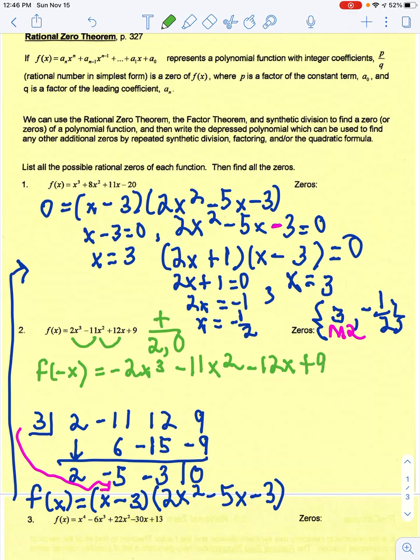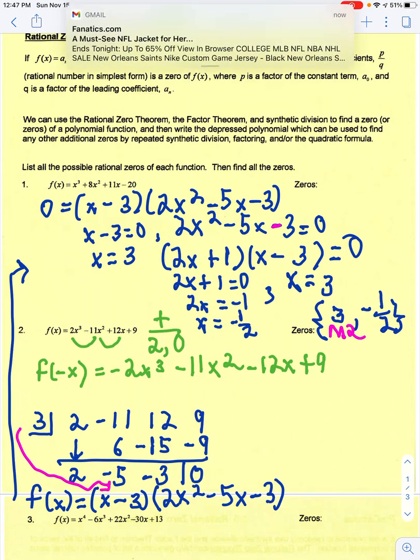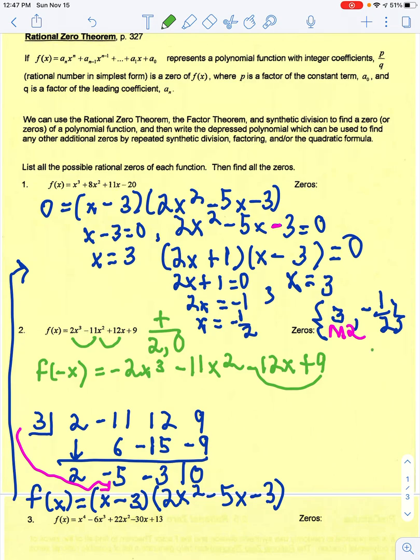So you have to find f of the opposite of x to figure out how many negative zeros you can have. So I look at the sign changes of my coefficients: negative 2, negative 11, no sign change; negative 11, negative 12, no sign change; negative 12, positive 9, 1 sign change. So for negative real zeros, I put positive, but I meant negative, I only count 1 sign change. If I subtract 2 from that, it's negative, so I can only count 1.